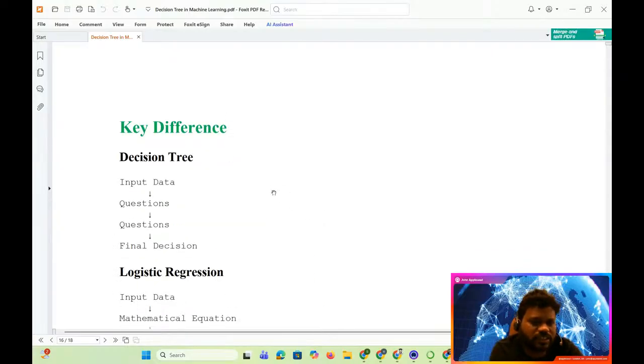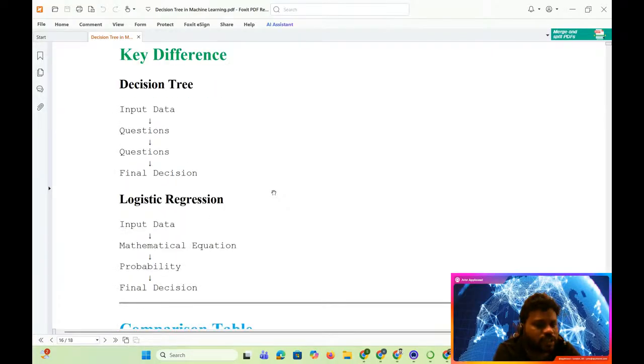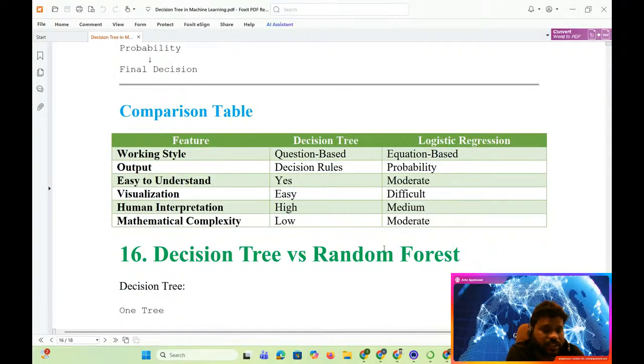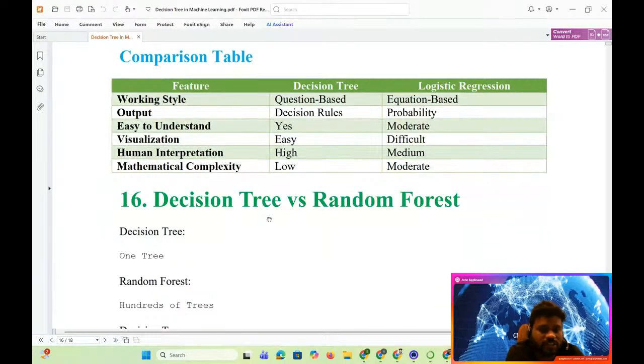So the key difference: decision tree is input data, questions, and final decision. Logistic regression is input data, mathematical equation, probability, and final decision. So comparison table: working style, question based versus equation based. Output, decision rules versus probability based. Easy to understand: yes for decision tree, and logistic regression is a little bit tougher comparatively. Visualization easy versus difficult. Human interpretation high, and in this case medium. Mathematical complexity low, moderate.